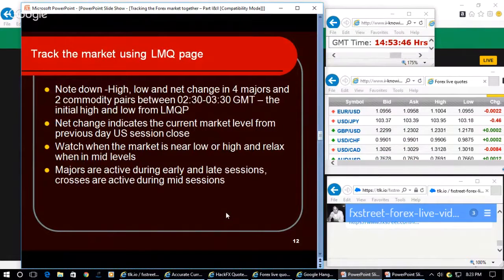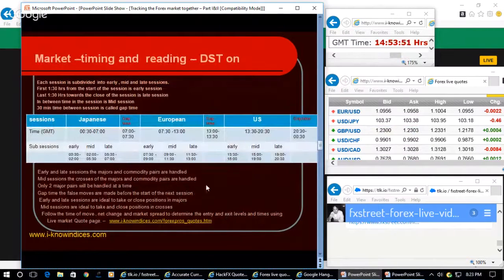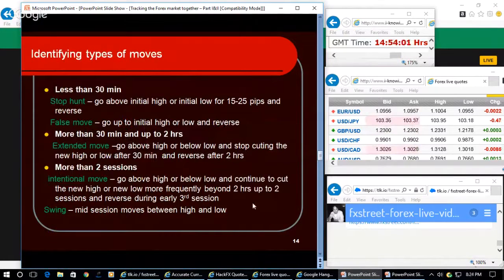Then always keep in mind, earlier in the late sessions they handle the majors. At that time you enter into the market in the majors, and during the mid session they handle the crosses. At that time you take positions in the crosses so that quickly you will be able to book profit. Then identify the type of moves.